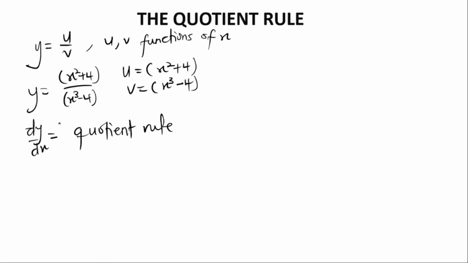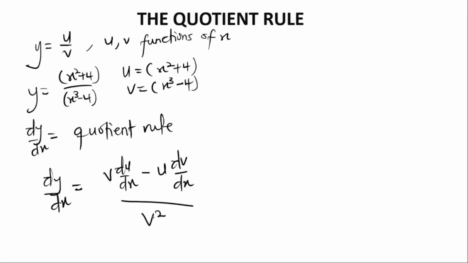Now, what is the quotient rule? For the quotient rule, our dy/dx is equal to v du/dx minus u dv/dx, all over v squared. So this is the quotient rule. Let me go through the rule with you.